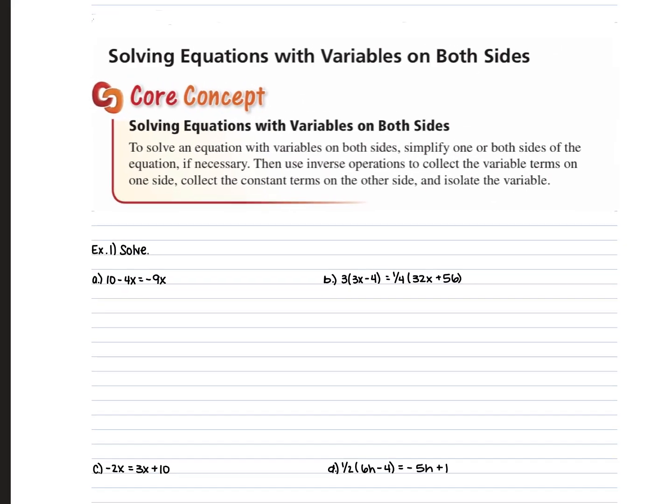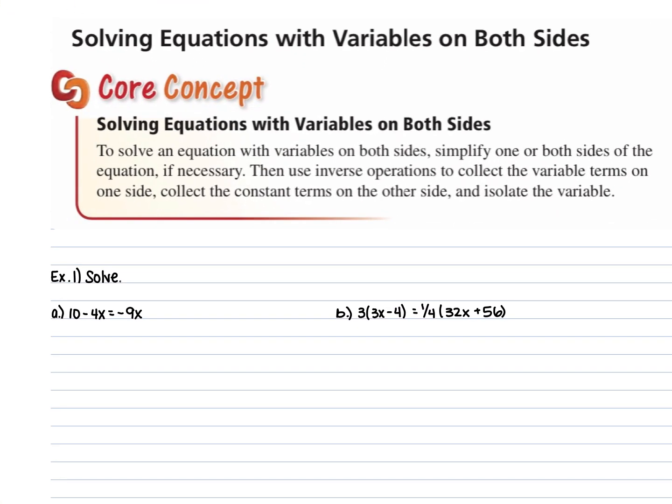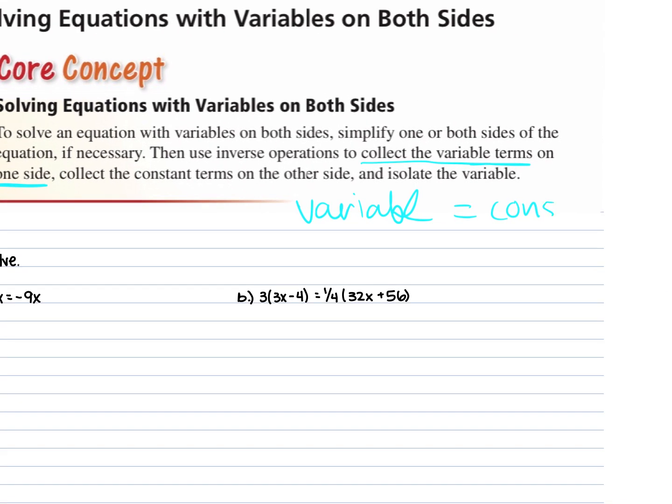On the next page, we're going to continue to do the same thing, but here we're solving equations with variables on both sides. So to solve an equation with variables on both sides, simplify one or both sides of the equation if necessary, then use inverse operations to collect the variable terms on one side. And then you collect the constant terms on the other side and isolate the variable. So we'll have our variable on one side and then the constants on the other. The constant or the number. So move all of our variables to one side, all the constants to the other side.